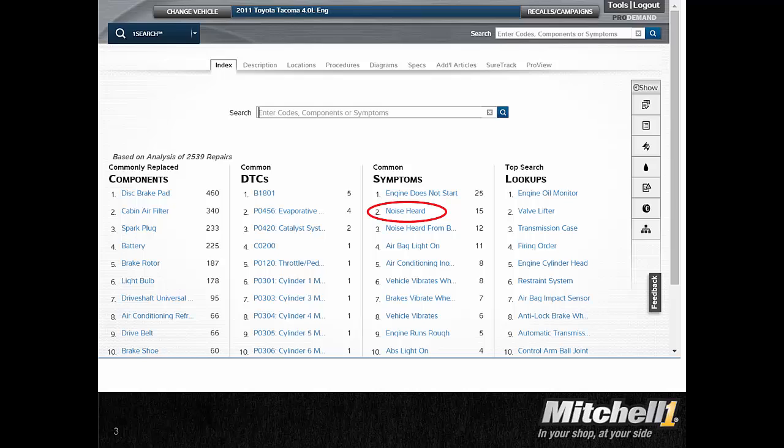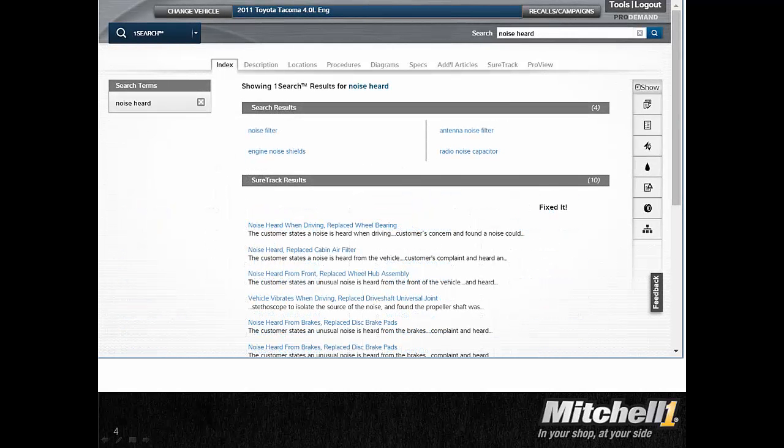And in fact, in this case, we looked at the common symptoms, and the second one down says noise heard. Well, that's a pretty ambiguous term, but we thought that might be interesting. Let's just click on it real quickly. And if you look at this, now it brings us back the information about noise heard. The top area is the OE information that could be related to it. The bottom, where it says SureTrack results, are the actual things that are reported from the industry.